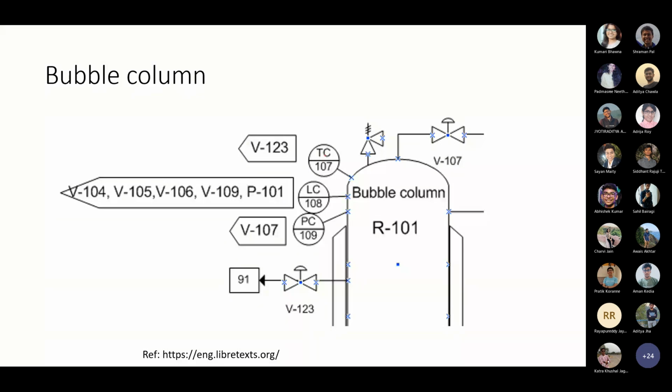The TC, the temperature controller, is connected to control valve 123. This level control is connected to control valves 104, 105, 106, 107. That's what this means. This pressure control signal is going to control valve 107. That way, each and every minute detail of a process in the whole industry is given in this P&ID diagram.